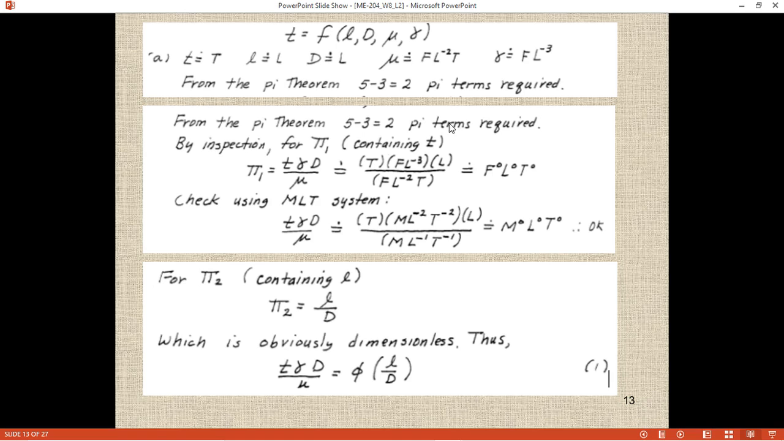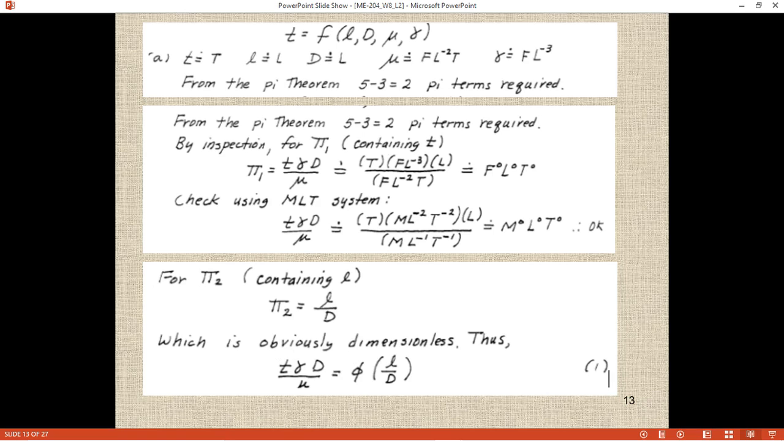So you have to solve it the way we used to solve. You will get this other pi term, L over D, and it is 100% a dimensionless number. So this is the dependent pi term and this is the independent pi term. So pi 1 is a function of pi 2. That means the term T gamma D over mu is a function of L over D. This is equation 1, which we got by using the pi theorem.